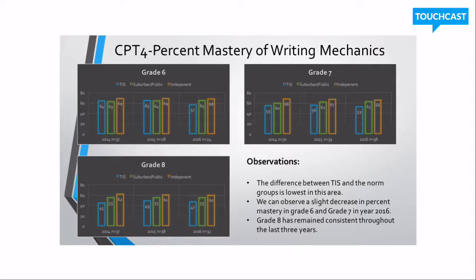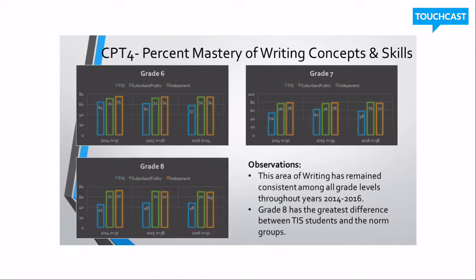CTP4 percent mastery of writing mechanics shows that the difference between TIS and the norm groups is lowest in this area. This means that there is not a great difference between our school and the suburban public or independent schools. So most of these are fairly even. We can also observe a small decrease in percent mastery in grade 7 and grade 6. So you can see here we have 65 to 57, and here we have 57 to 53 in grade 6 and 7 in the year 2016. While grade 8 has remained consistent throughout the last 3 years.